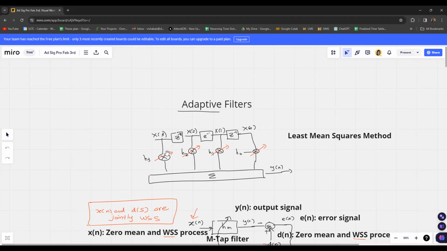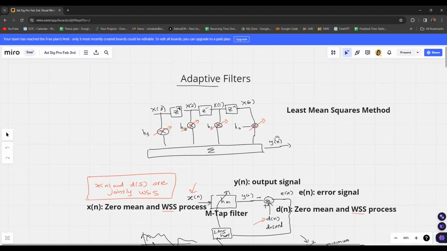Here, the difference is that we are adapting the filter coefficients H0, H1, H2, H3 based on the feedback we receive from the output. So the values of these filter coefficients are adaptively changed with time as required by the output. By looking at the output, we can decide whether we need to adjust these filter coefficients or not. So that adaptation will be done by observing the output.